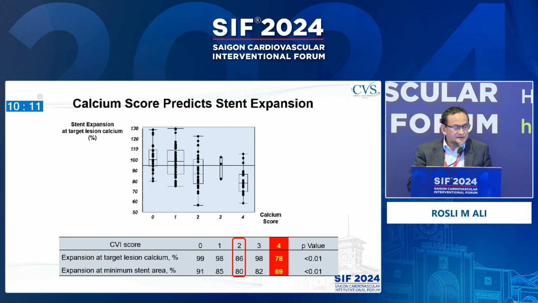Now, the calcium score helps us predict stent expansion and therefore how you want to go on and treat this patient. A calcium score of 2 or more necessitates more than just balloon angioplasty. It tends toward calcium modification by debulking, and this is where, if you don't do well in vessel preparation, the risk of poor stent expansion is much higher. So that's the second essential.